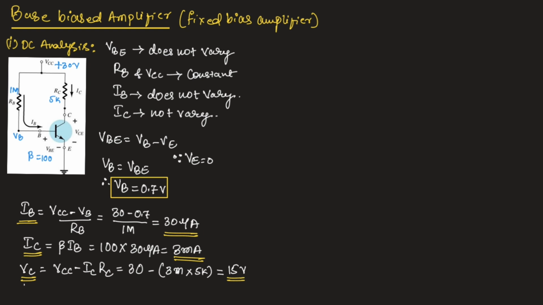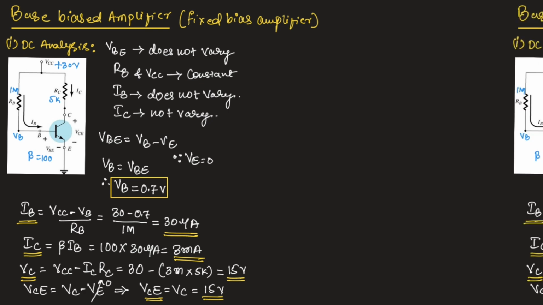We know that VCE can be written as VC minus VE. Since VE is equal to 0, we can write VCE is equal to VC, that will be equal to 15 volt. So these are the different values after DC analysis of base bias amplifier circuit.